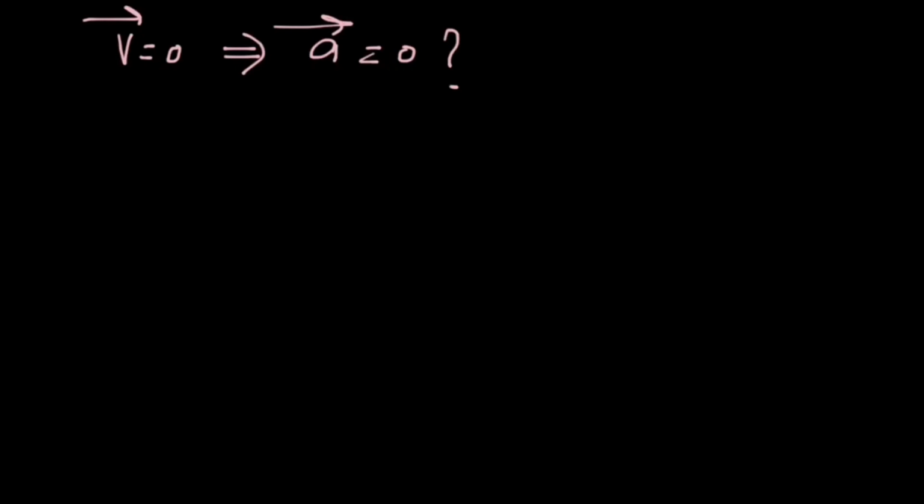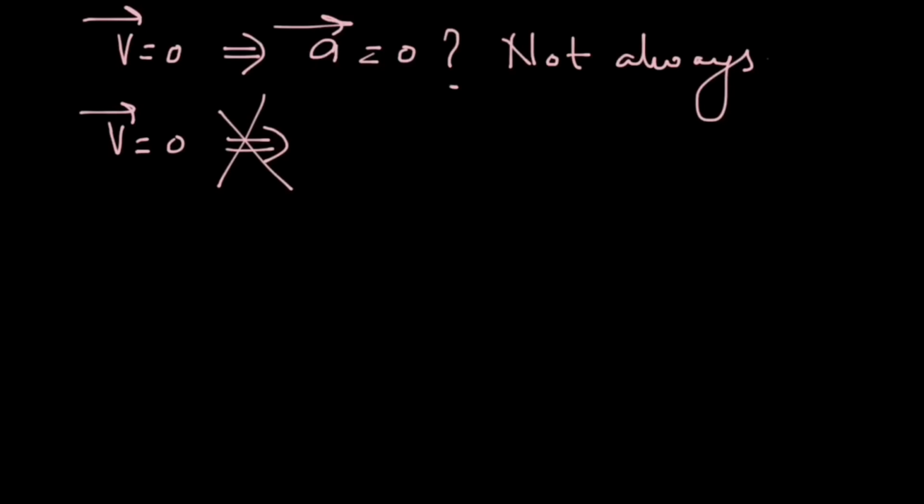Let's ask the question in the reverse order. Does v equal to 0, that is velocity equal to 0, mean that acceleration equal to 0? Once again, the answer is not always. Because if the particle was always at rest, v equal to 0, then a equal to 0. But v equal to 0 does not mean dv equal to 0. And therefore, a may or may not be 0.